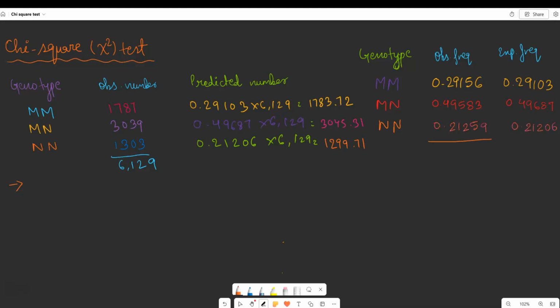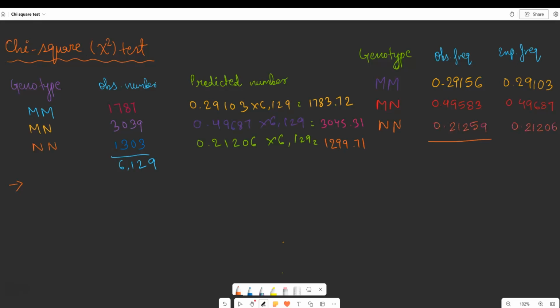Chi-square test is a hypothesis test which is used to know the relationship between categorical variables, and here the variables which we are using are categorical because the genotypes are present in three categories. So to know the relationship between the observed number and the predicted number, we are going to do the chi-square test.